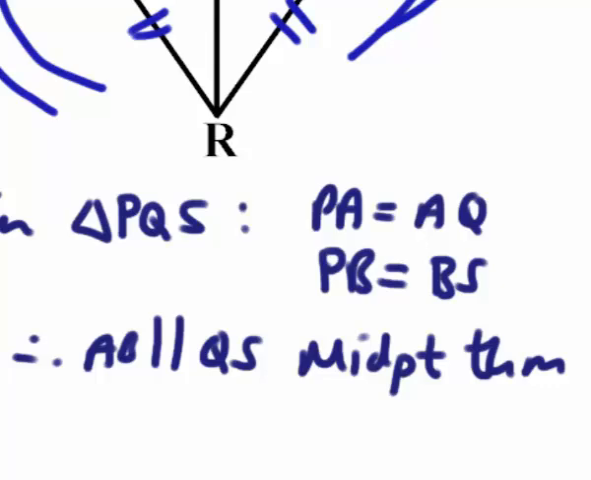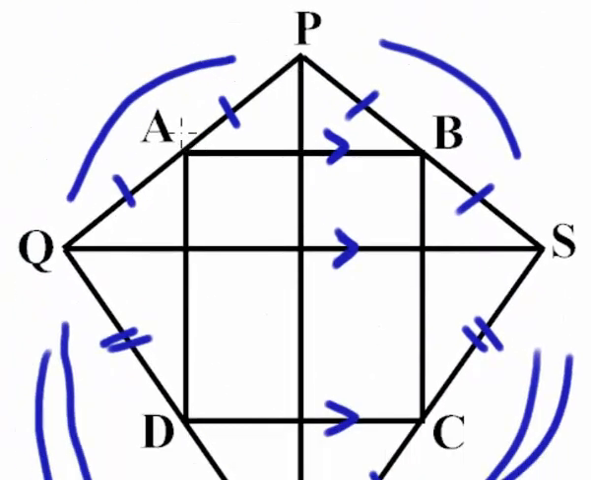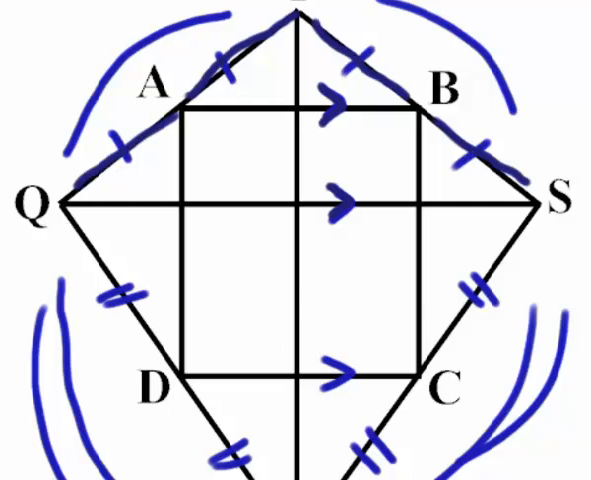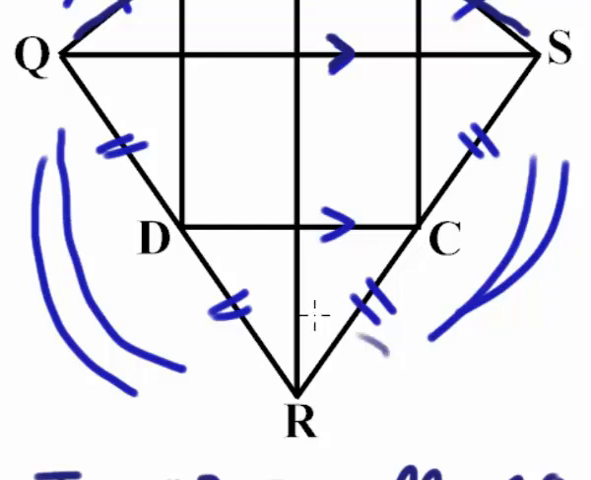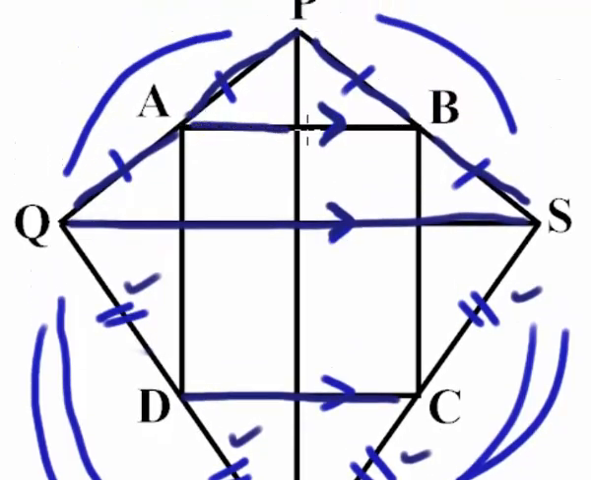Have a look at that again. We've got PA is equal to AQ. This piece is equal to that, and PB is BS, and that automatically means that AB is parallel to QS. Now go to the bottom triangle. If you look at the bottom triangle, it's going to be QSR. Now what do we know? QD is DR, and SC is equal to CR, which means therefore that that line is parallel to this one, which in turn is parallel to that.